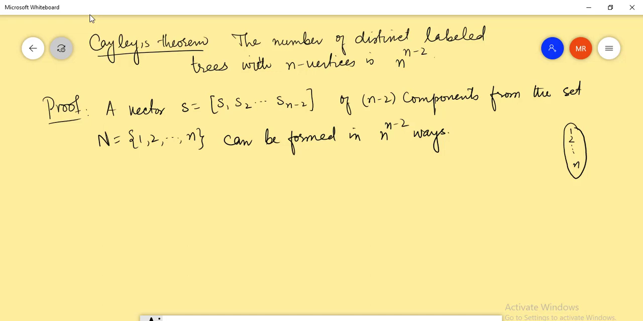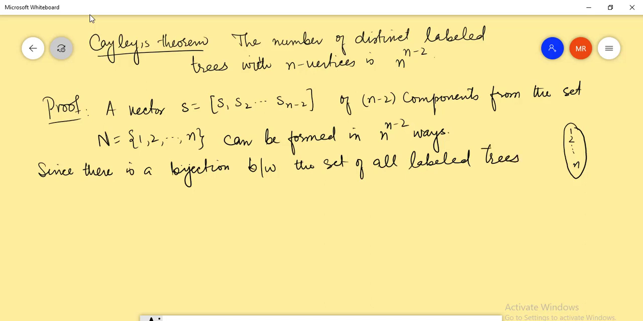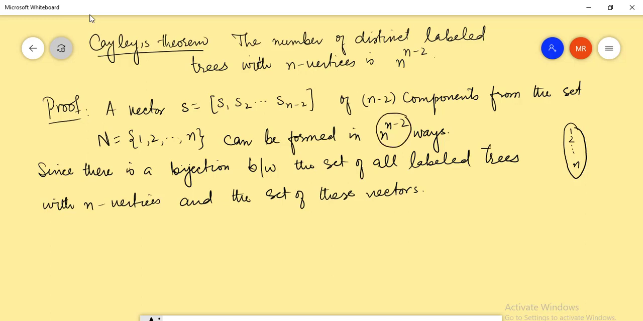And since we know that there is a bijection between the set of all label trees with n vertices and the set of these vectors, hence the total number of label trees with n vertices is n power n minus 2. And this is the proof of Cayley's theorem.